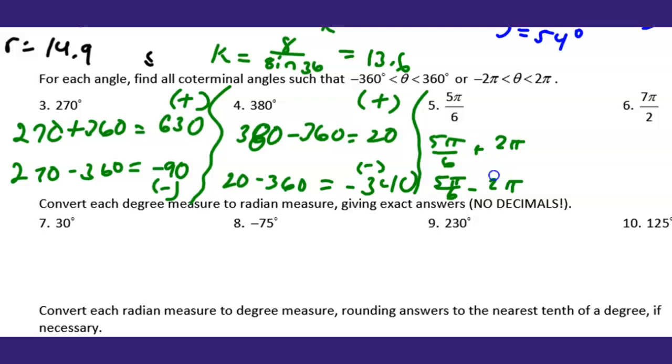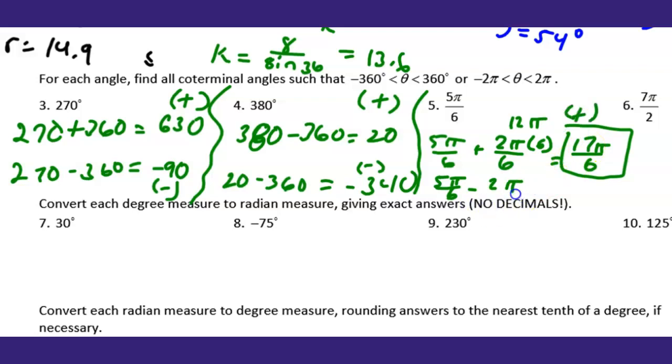So I'm going to do 5 pi over 6 plus 2 pi. Well, I need common denominators, so if I make this a 6, I must multiply by 6 up here, which means 2 times 6 is 12 pi. So I have 5 plus 12, 17 pi over 6. So 17 pi over 6 is coterminal. That's my positive. And then for my negative, I'm going to subtract 12 pi over 6 this time. If I made that a 6, it's still 12. So it'll be 5 minus 12, which is negative 7 pi over 6. That's my negative.